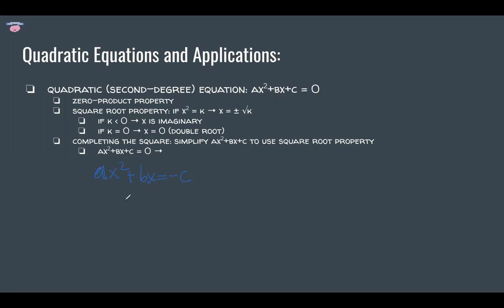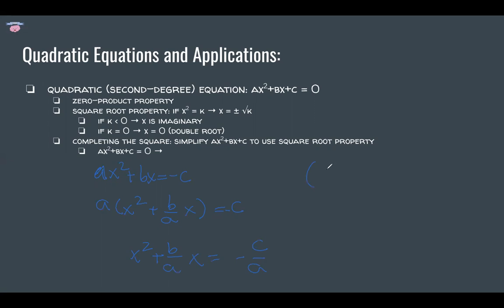You want to form a perfect square. So you can take out the a: a times x squared plus b over a x is equal to negative c. Divide both sides by a: x squared plus b over a x is equal to negative c over a. Now, how do we form a perfect square?